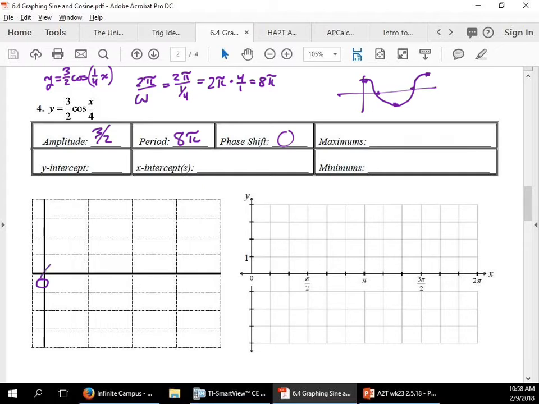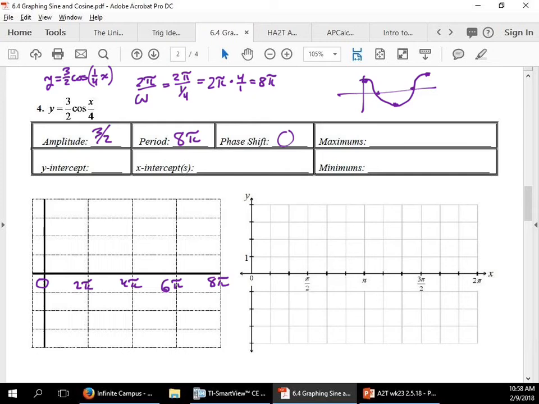So what am I going to count by? 2 pi. And how do you know that? Divide by 4. So I get 2 pi, 4 pi, 6 pi, and then finally 8 pi. Okay, so I got my x values.